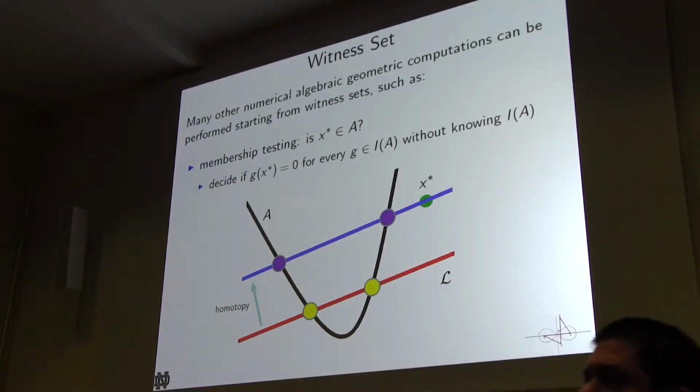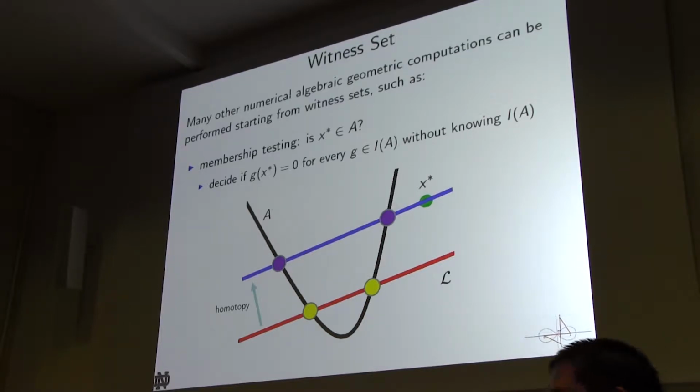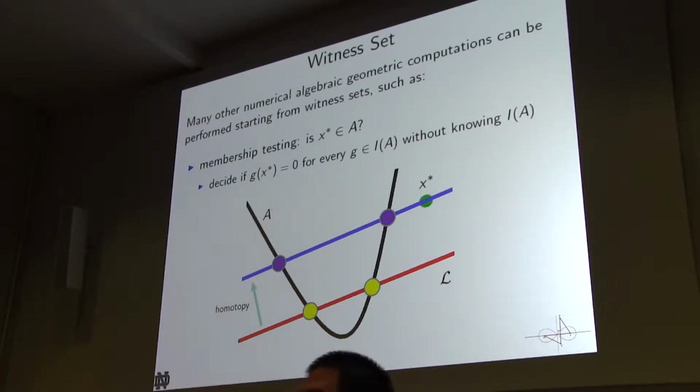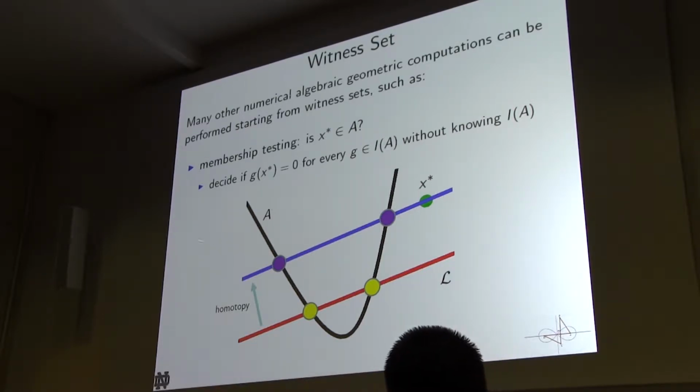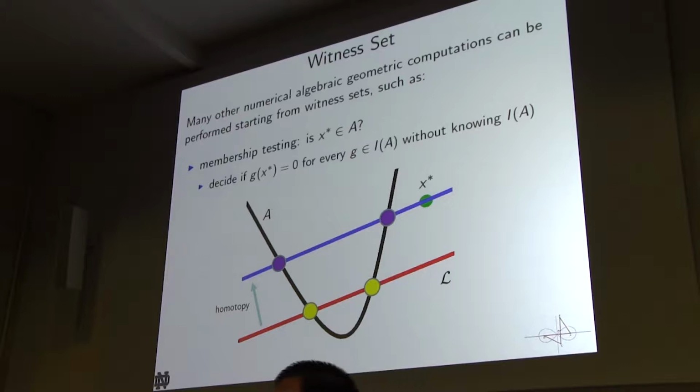So the first thing you can do is test whether a given point lies in your variety or not. Remember, you don't necessarily have equations that cut out precisely your variety. So we want to be able to test this with just a witness set. Okay, so here's my original variety. Let's say it's a parabola. Here's my line, and here's my test point. I want to test whether it lies on the variety or not.